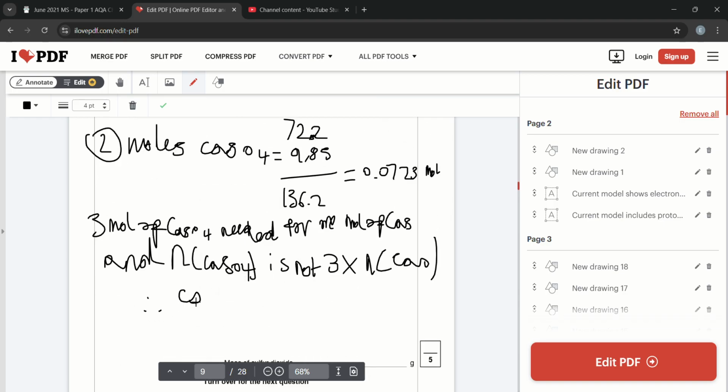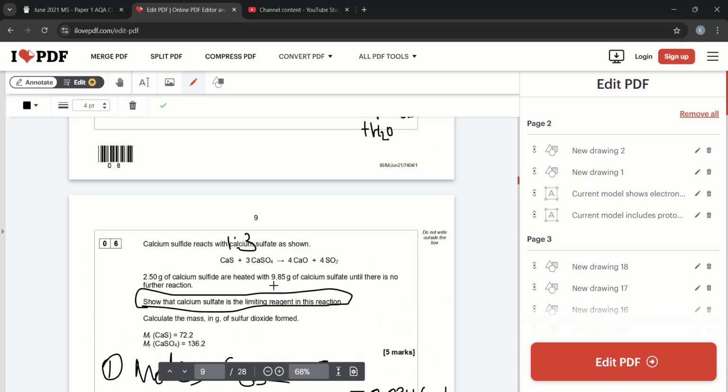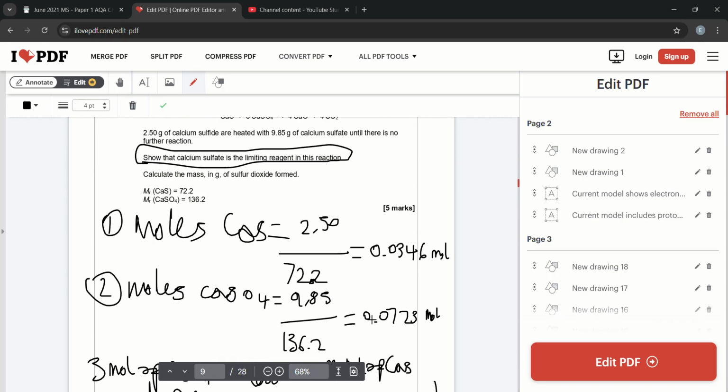Therefore, CaSO4 is the limiting reagent. Because if we do CaS times 3, we won't get the number of moles of this, we'll get a higher number. And therefore that tells me that this is the limiting reagent and this is in excess. So calcium sulfate, CaSO4, is the limiting reagent.